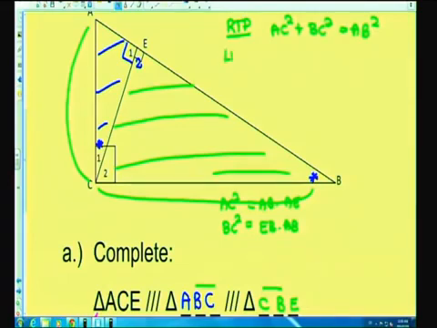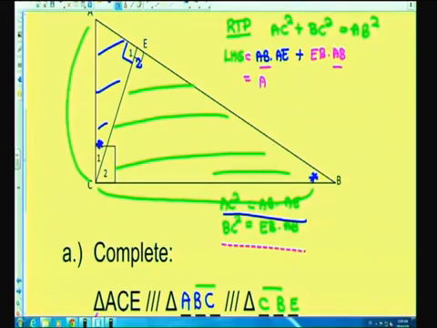So if we start on the left-hand side, we can replace our AC squared with that expression, so we can say it's AB times AE. And we can replace our BC squared with that expression, so it's going to be EB times AB. Right, now if we look at that, we can see that AB is a common factor. So let's take it out. So AB comes out, leaving me with AE plus EB.